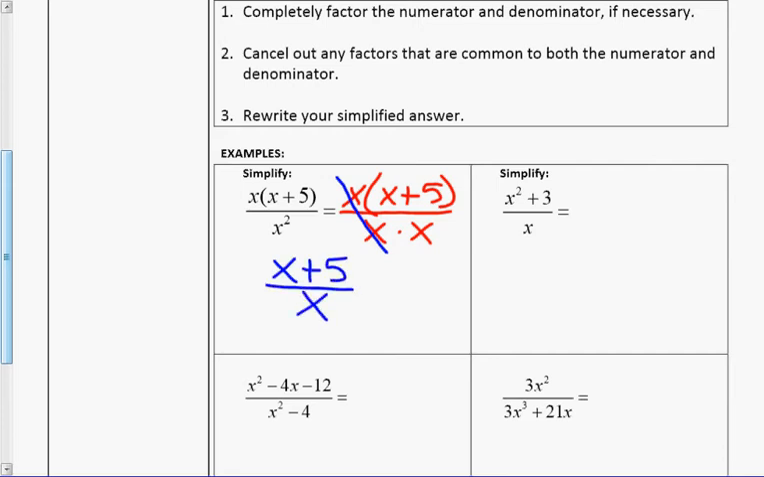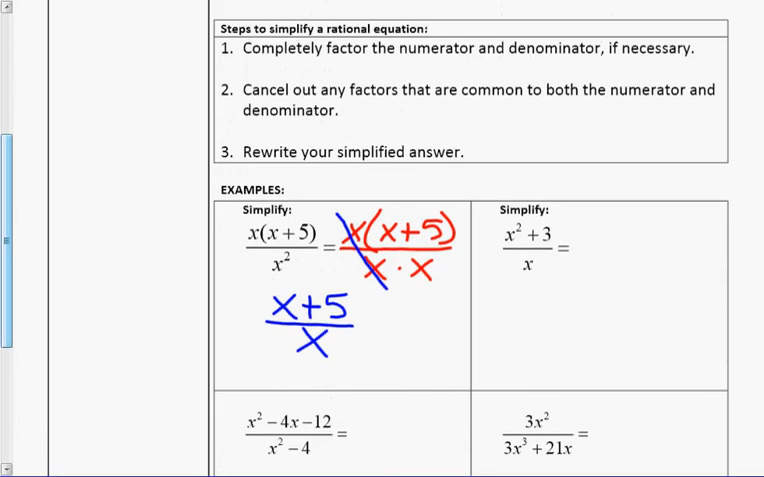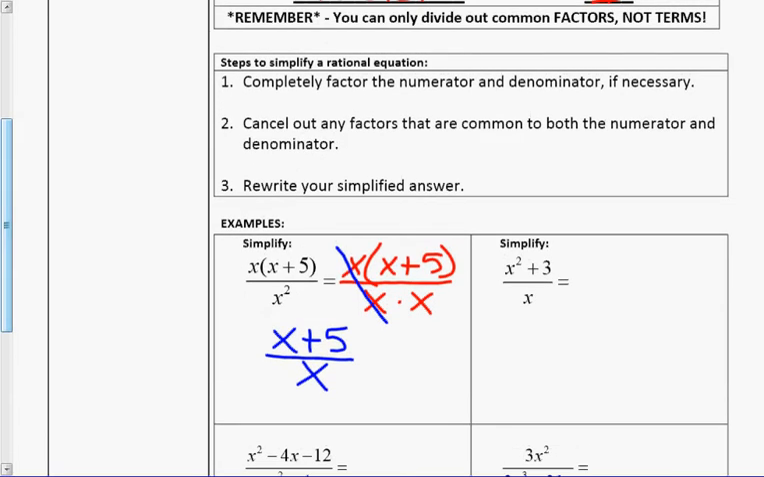Now here's that part where I said to you guys, remember that you can only divide out common factors, not terms. Right here we have x plus 5 over x. This would be your final answer. I know some of you are saying, well, why can't we take out those x's? Why can't those simplify? When you have a factor, let me do this for you, and that might look more like a factor to you.